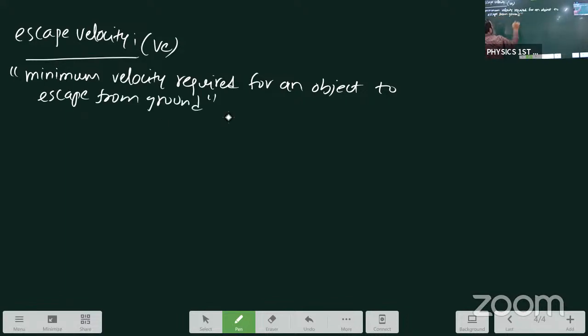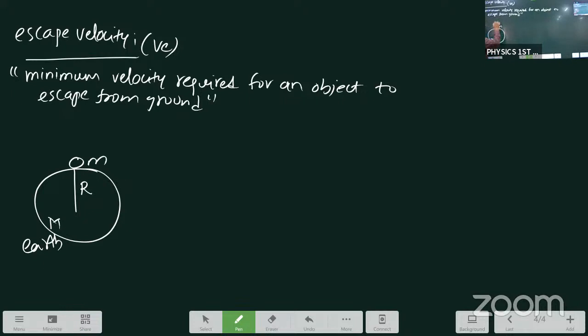Ground, nothing but earth only, student. One body like this, see diagram. R is the radius of the earth. M is the mass of the earth. One small m body is moving upwards with velocity V. So in equilibrium position, again two energies come.